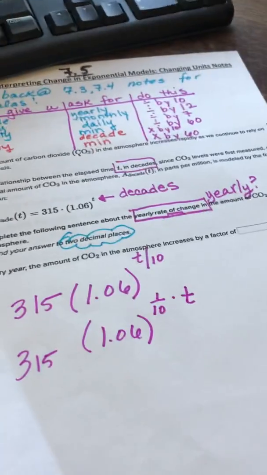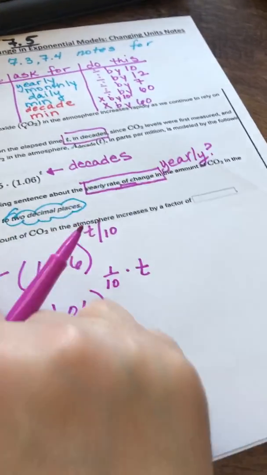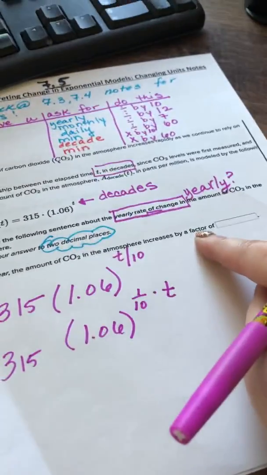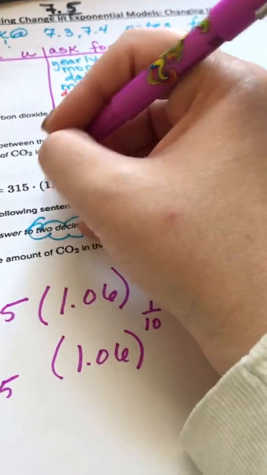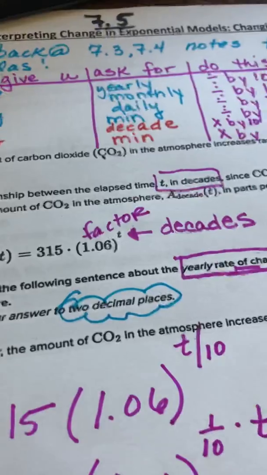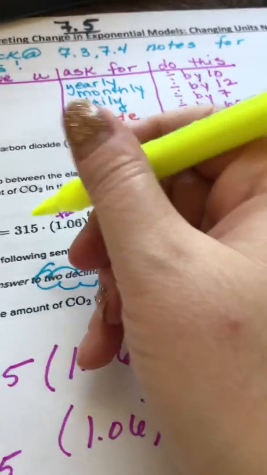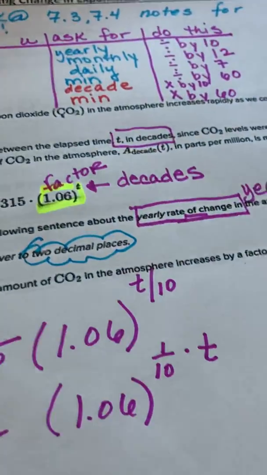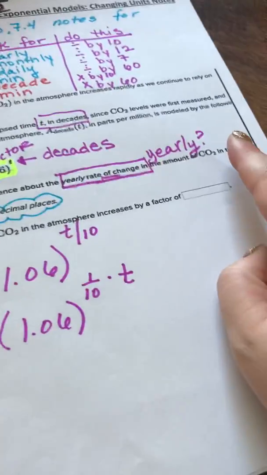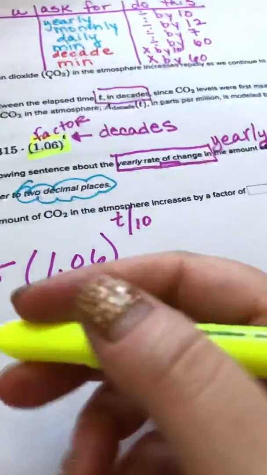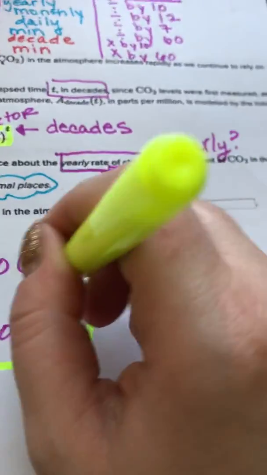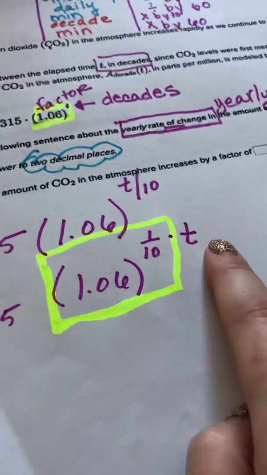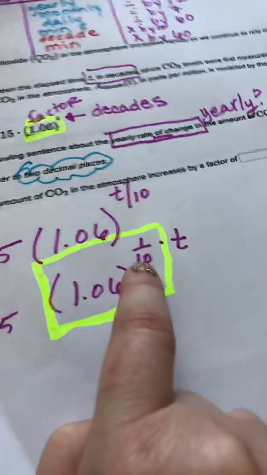Okay, so let's remember what the question was asking for. It's asking for the factor every year. Well, if it asks for the factor every decade, then this 1.06 would be the answer. But it asks for the factor every year, yearly. So our factor is no longer 1.06. It's going to be 1.06 raised to the 1 over 10, because this t means decades, but this 1 over 10 means years.